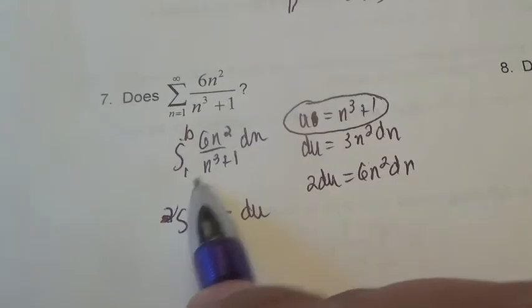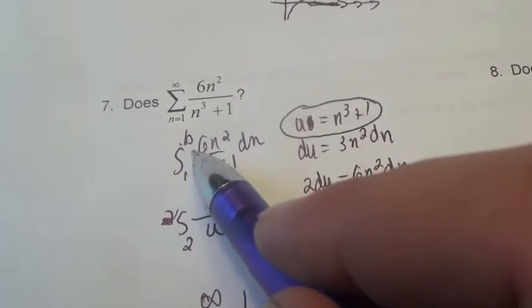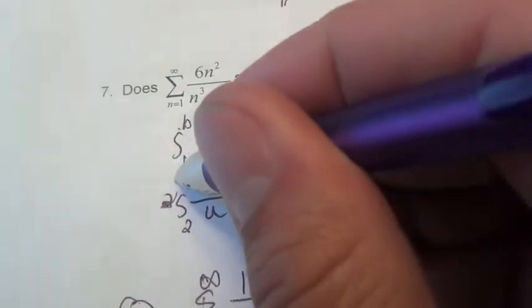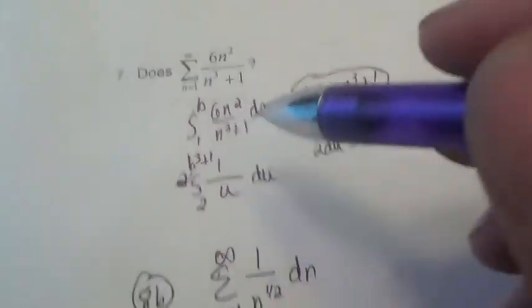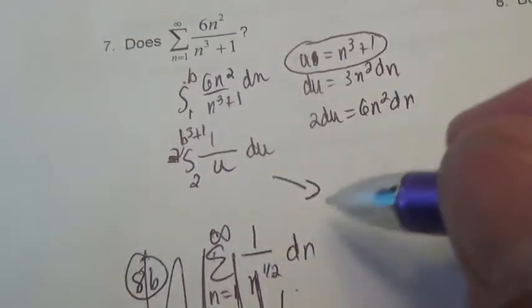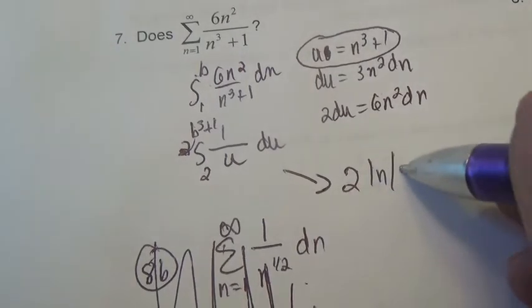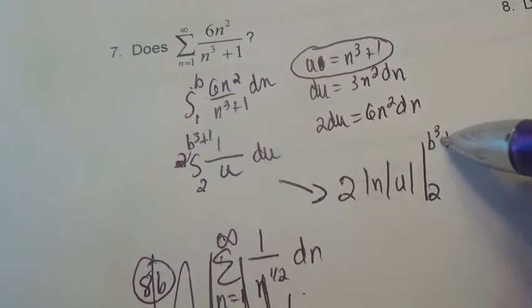Get your new limits using this. Our lower limit was a 1, you plug that in, it's now a 2. Our upper limit was b, plug that in, that is now b cubed plus 1. So do your antiderivative: 2 natural log u from 2 to b cubed plus 1.